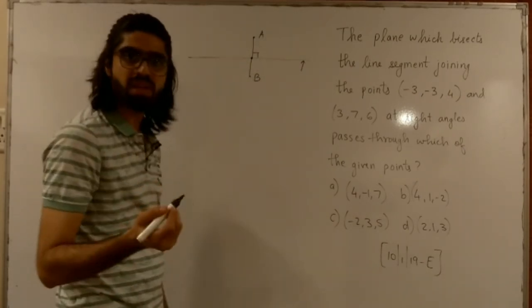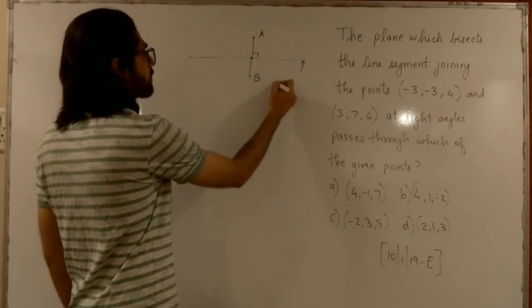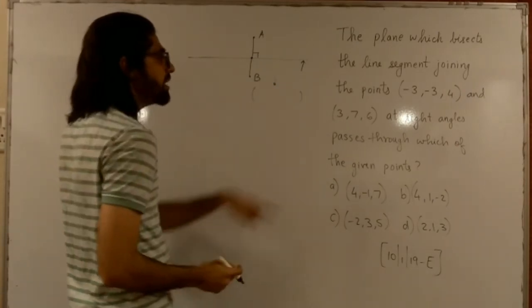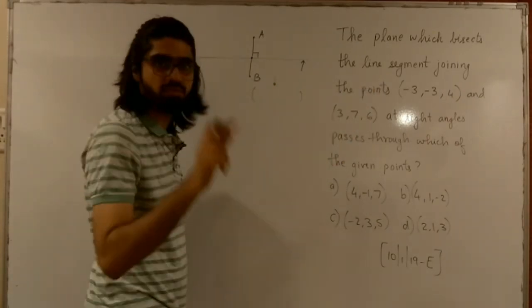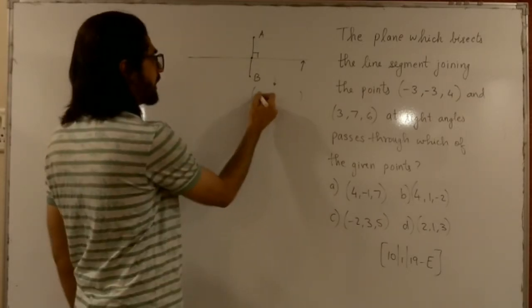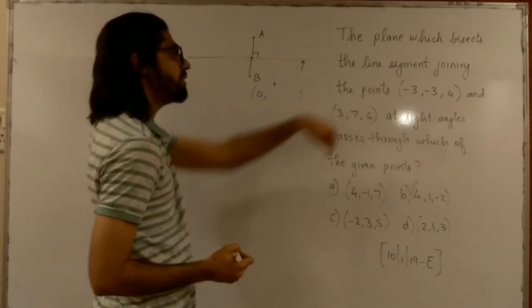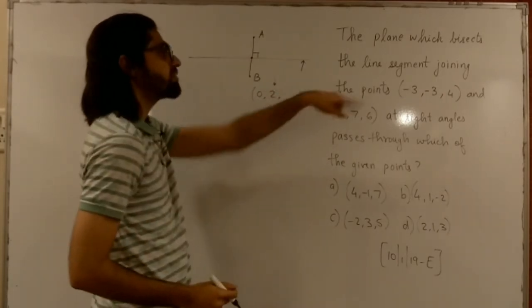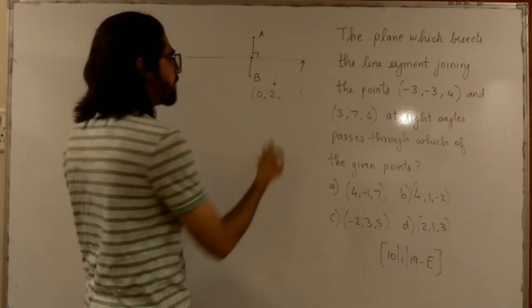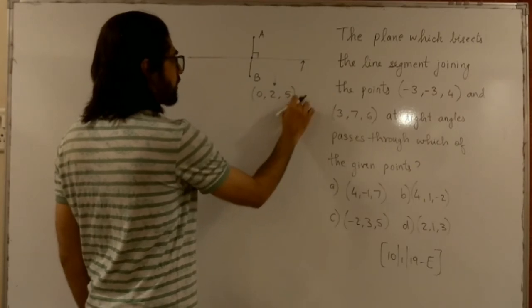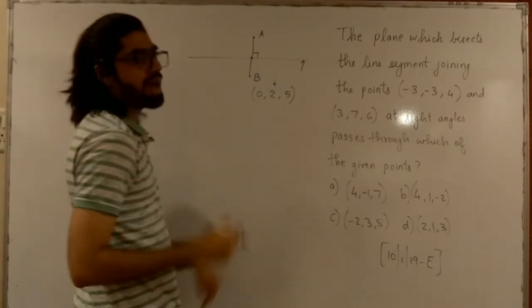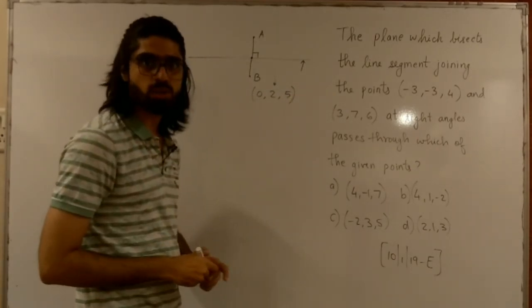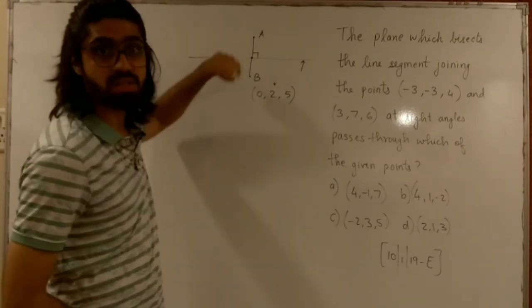The midpoint of A and B can be obtained by the midpoint formula. So the midpoint of A and B will be 3 plus minus 3, which is 0, divided by 2, that will be 0. Then we have 7 plus minus 3, that is 4, divided by 2 will be 2. And then we have 6 plus 4, 10, divided by 2, that is 5. So our plane passes through this point. And we need a vector perpendicular to the line, which is the vector AB bar itself.